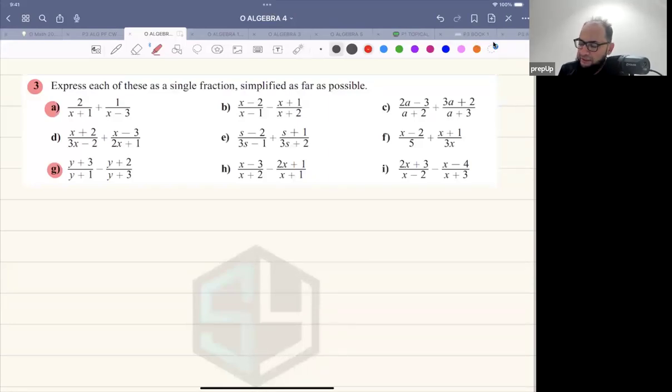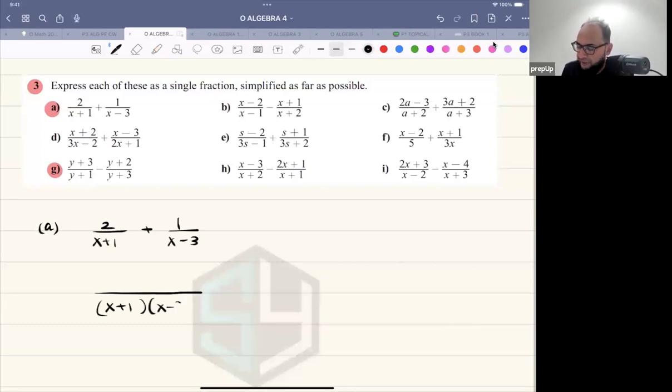So now let's look at part C, part A first. That is 2 over x plus 1 plus 1 over x minus 3. LCM is (x plus 1)(x minus 3). Now what multiplies with what? This 2 gets multiplied with this, and this 1 gets multiplied with this.